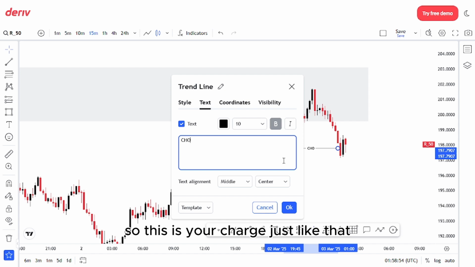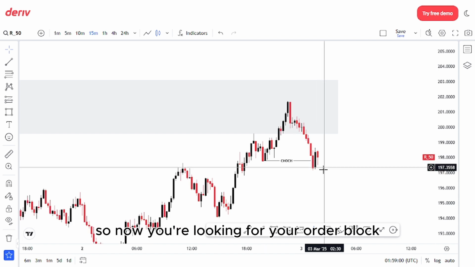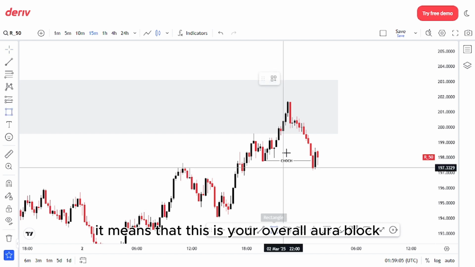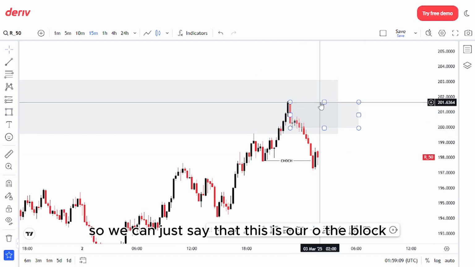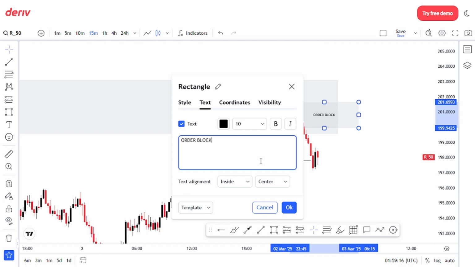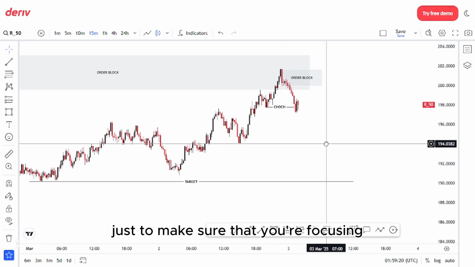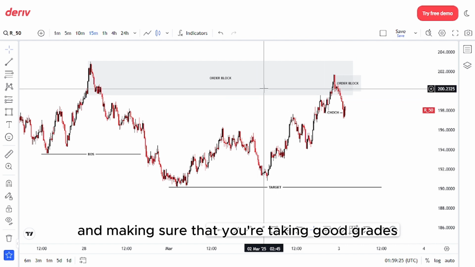So this is your chart, just like that. And if you have any questions, just drop it in the comment section. So now you're looking for your order block. As you can obviously see here, we had a buy to sell candle. It means that this is your overall order block around this point here. So we can just say that this is our order block, just like that. So you just need to focus on the structures, just to make sure that you're focusing on the right ones and making sure that you're taking good trades, guys.